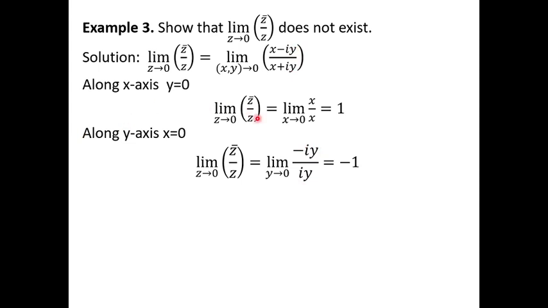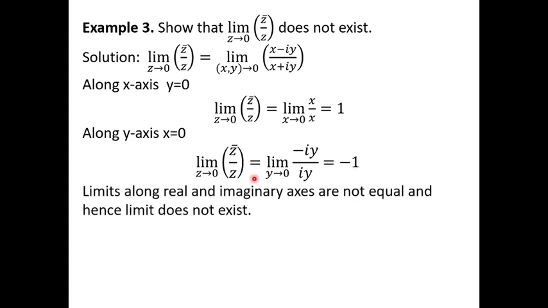So in the two cases, in the first case the limiting value is 1. In the other case the limiting value is minus 1. This contradicts the definition because the limiting function should be finite and also unique. But here we have different answers. Therefore, the limit does not exist.